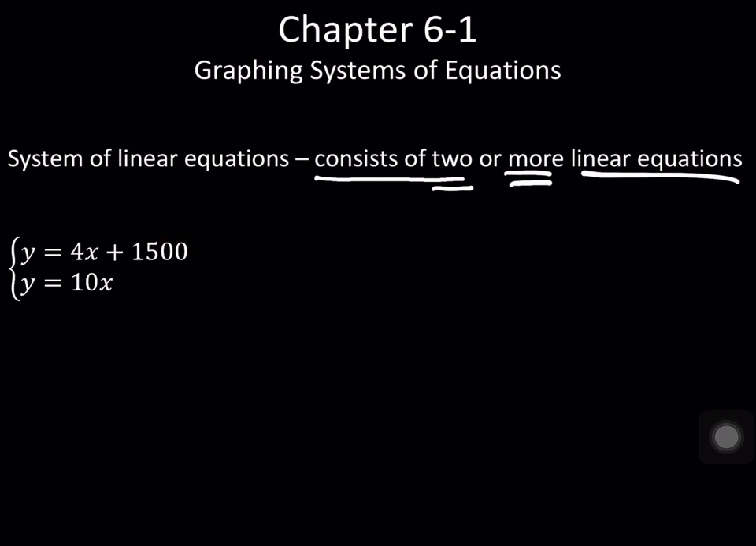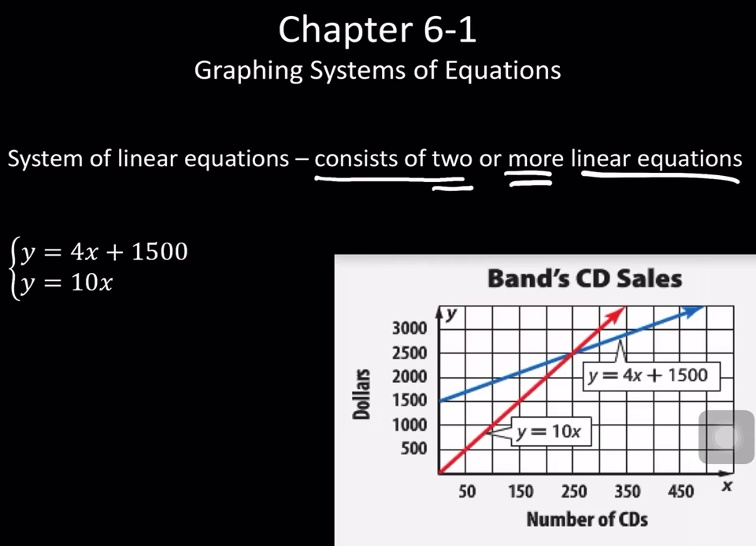All right, now here's what a system would look like when we graph it. We recognize that there is a slope of 4 and an intercept of 1500. We recognize that our second line has a slope of 10 and there is no intercept. And so this is what that would look like. And I've jumped to the punchline on this first one because I wanted you to see a system of linear equations and then just kind of generally see what happens here. This is what we're going to be doing.